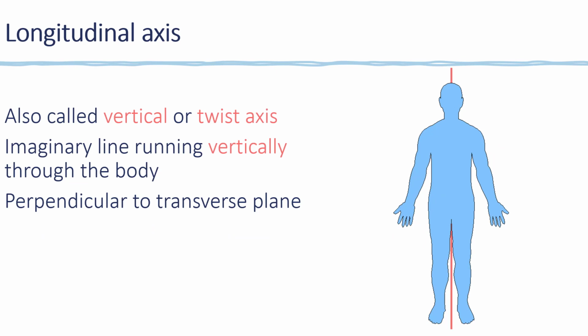Next, we have the longitudinal axis. It's also called the vertical or the twist axis, which makes sense because it's this imaginary line that runs vertically through the body. So this axis is perpendicular to the transverse plane. So any motion occurring about this longitudinal axis would be something like a spin or a twirl.